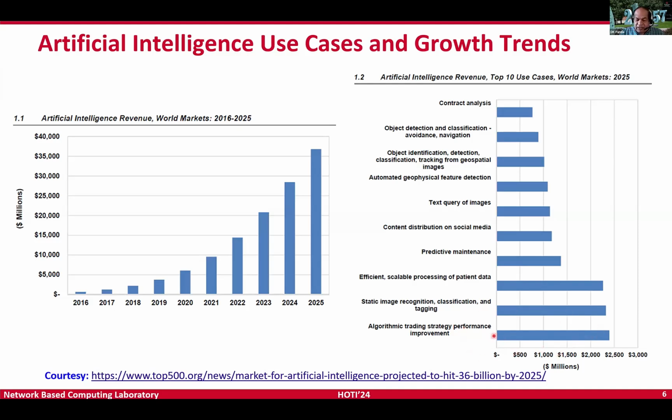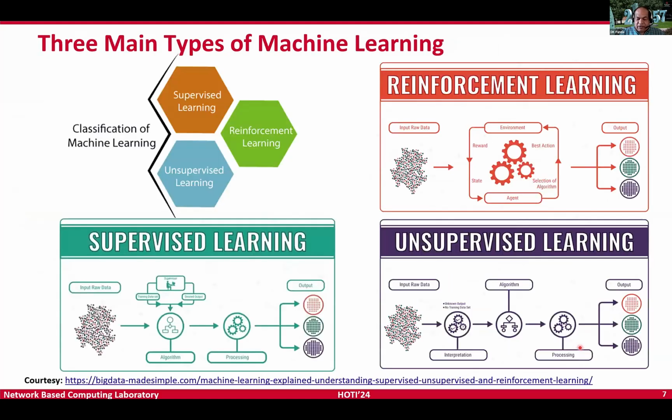And of course, always the number one becomes the stock market, like algorithmic trading strategy and performance improvement, because those people have deep pockets. They always want to invest in these and try to compete with each other.